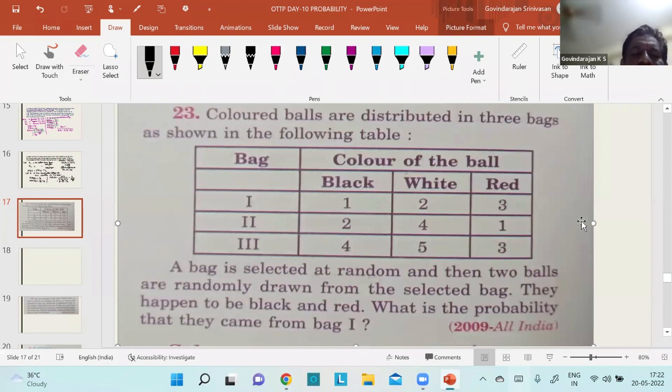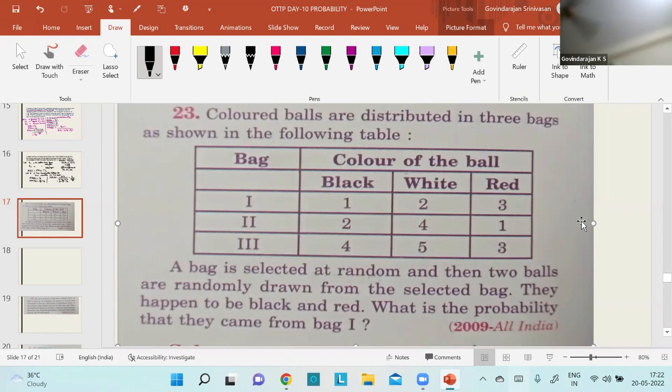A bag is selected at random. E1 is choosing bag 1, E2 is choosing bag 2, and E3 is choosing bag 3. So 1 by 3, 1 by 3, 1 by 3 are the respective probabilities of choosing bag 1, bag 2, bag 3. Let A be the event that the 2 balls randomly drawn from the selected bag happen to be black and red: 1 black and 1 red.